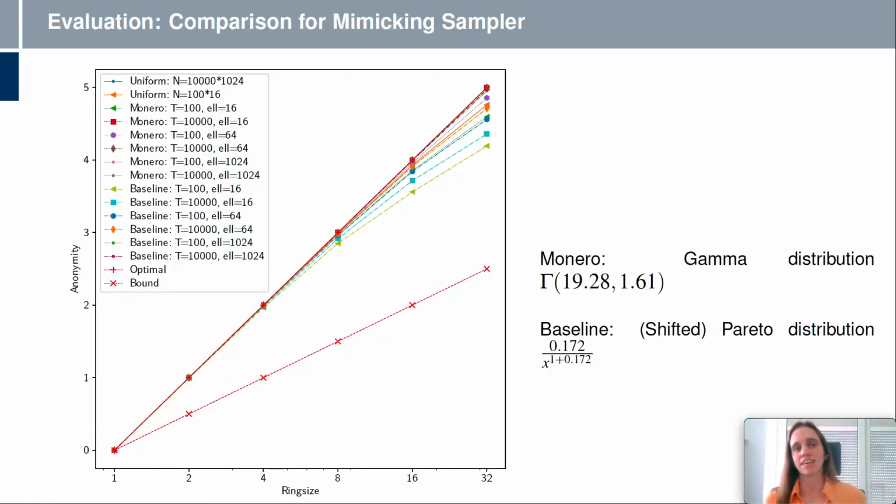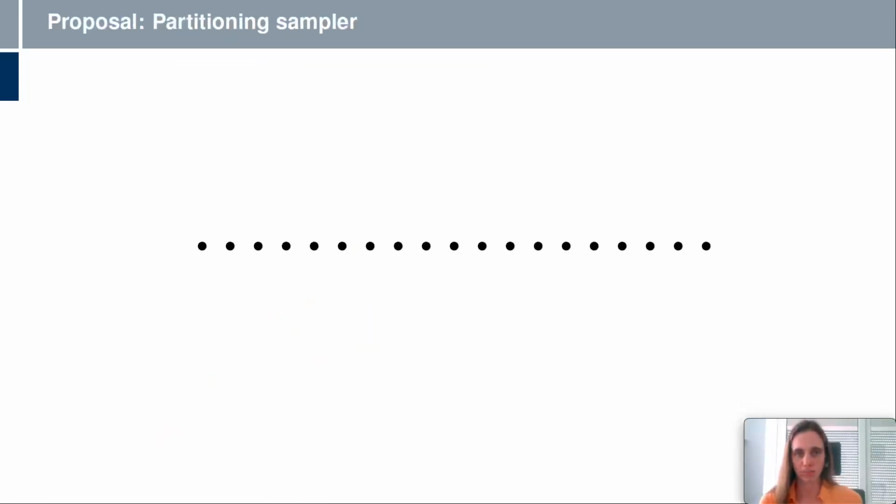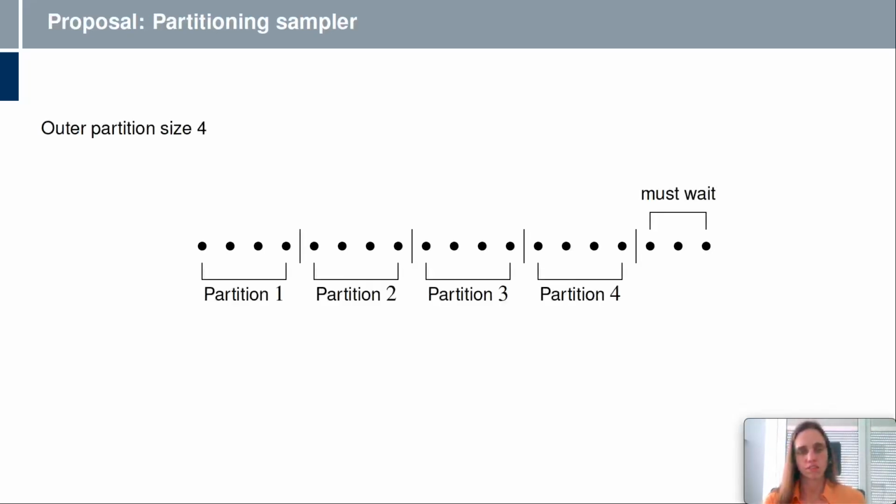But it's hard to achieve such a mimicking sampler, because that would mean we need to know very well the actual distributions of our spenders. And for this reason, we proposed a partitioning sampler. The partitioning sampler does the following. We first partition our universe in a public manner. And for us, we just say we distribute by age. So age is when an account appeared in the blockchain in Monero.